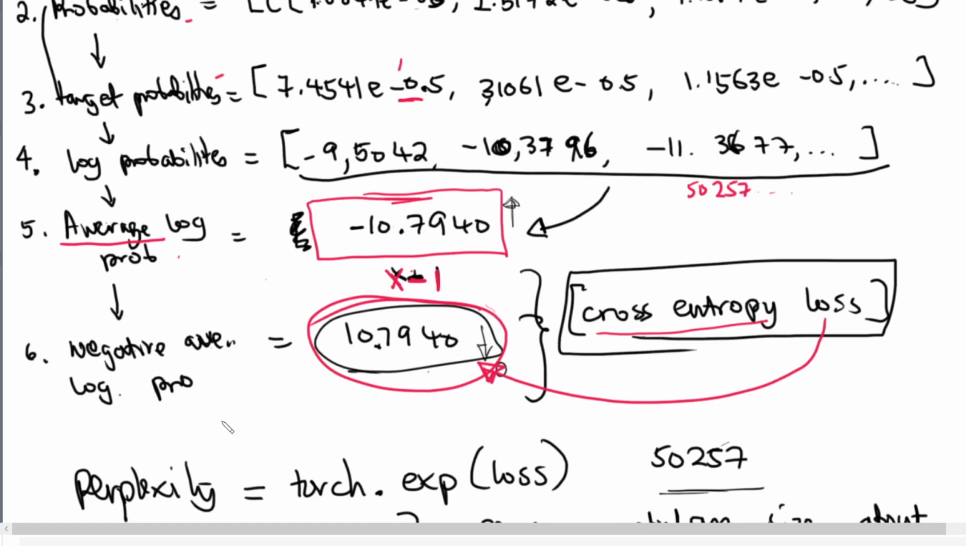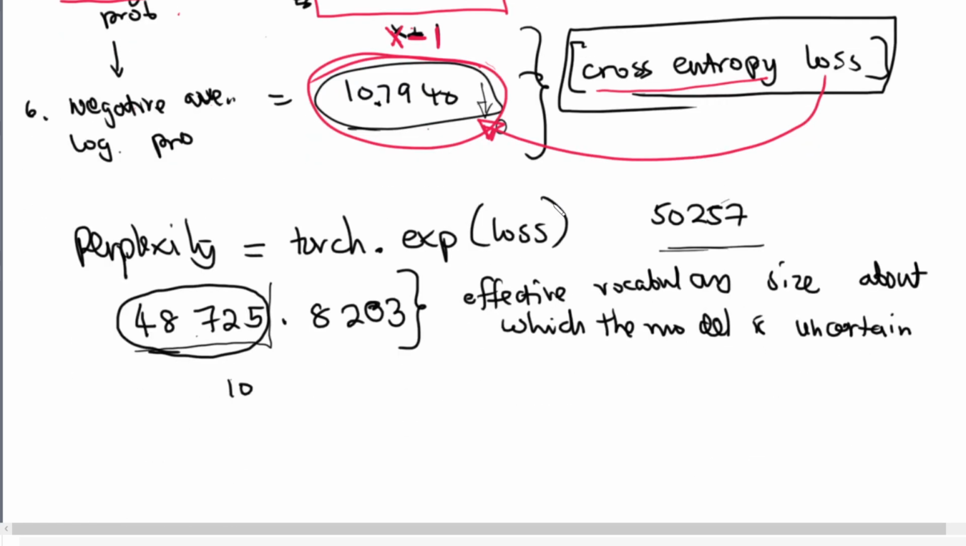Is it good? It's difficult to intuitively interpret whether it's good or not. And that is where we have our metric called perplexity. Perplexity is pretty much the exponent of whatever loss you have come up with. So in our case, if we take the exponent of the loss, we get 48,725.823, 8203. So this is our perplexity.